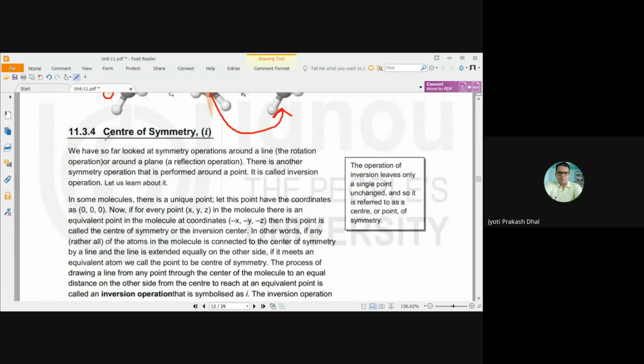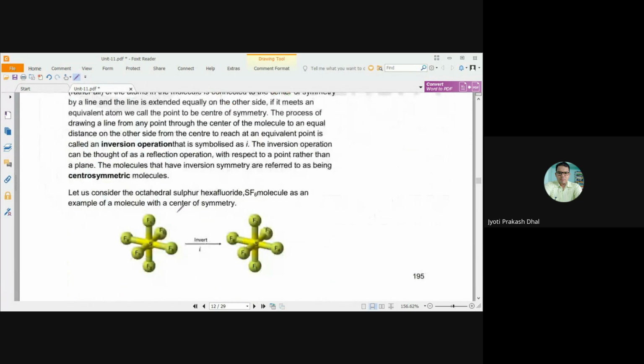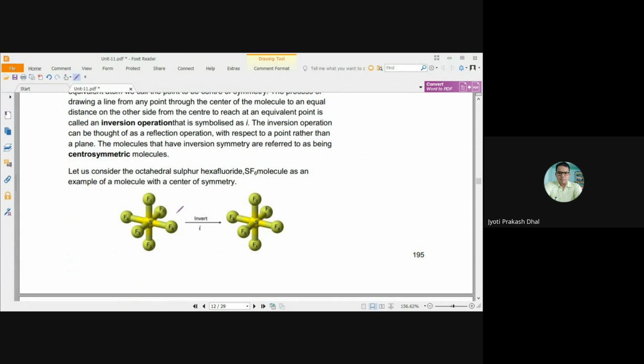Now coming to center of symmetry. The next operation is called center of symmetry, that is, the inversion operation. Now, consider the SF6 molecule, which has the octahedral structure. If we consider the octahedral sulfur hexafluoride, SF6 molecule, as shown in the figure.